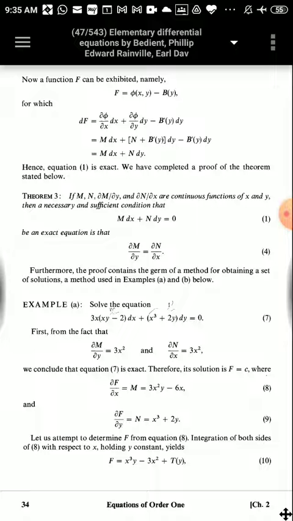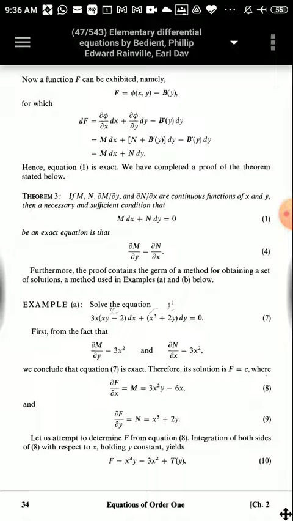So we consider the partial derivatives. The partial derivative of M with respect to y is 3x square, and the partial derivative of N with respect to x is 3x square again. So we see that these two partial derivatives are the same. Therefore, dou M by dou y is the same as dou N by dou x. We conclude that equation 7 is exact. Therefore, its solution is f equal to c, where dou f by dou x is equal to M, which is 3x square y minus 6x, and dou f by dou y is equal to N, which is x cube plus 2y. Equation 9.